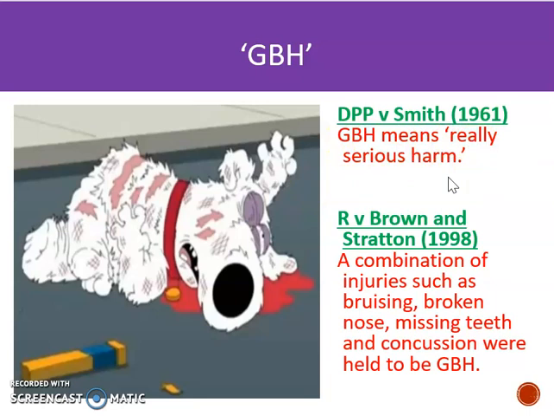And you might be thinking to yourself, brilliant, that's a really vague definition. And it is vague. But the reason the courts want to give a vague definition, GBH is really serious harm, is that with it being vague, it is flexible. It can cover a whole range of different injuries. In the case of Brown and Stratton, we added to this definition and said that a combination of lots of injuries, like poor Brian's got here, such as bruising, broken nose, missing teeth, concussion. If you've got lots of little injuries, that can be GBH.